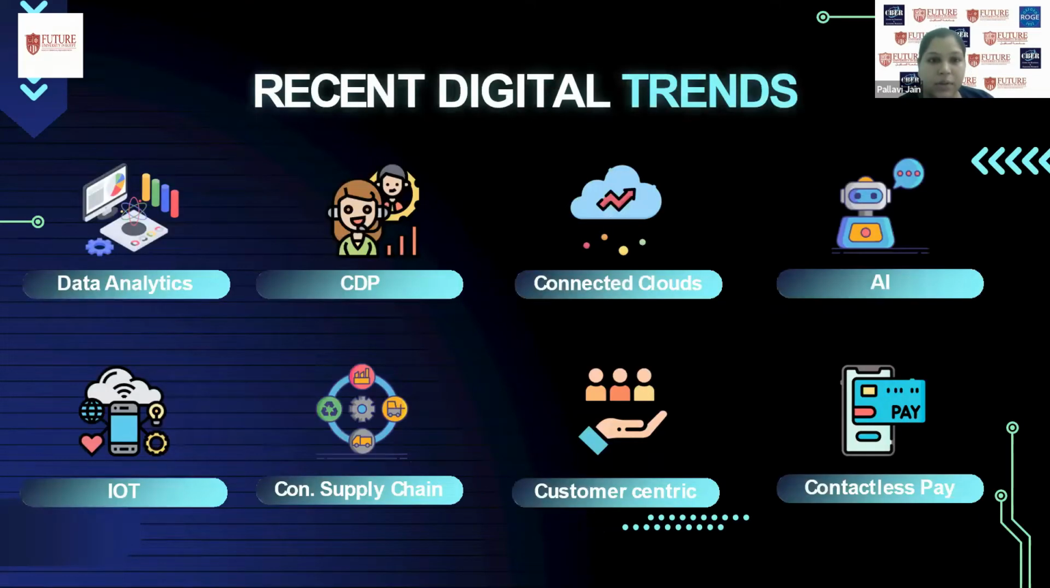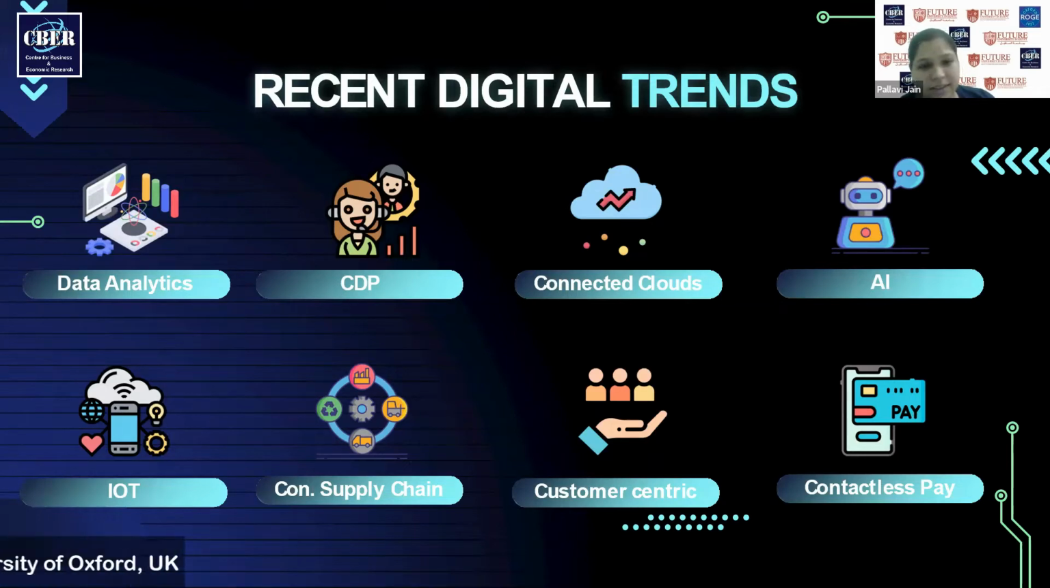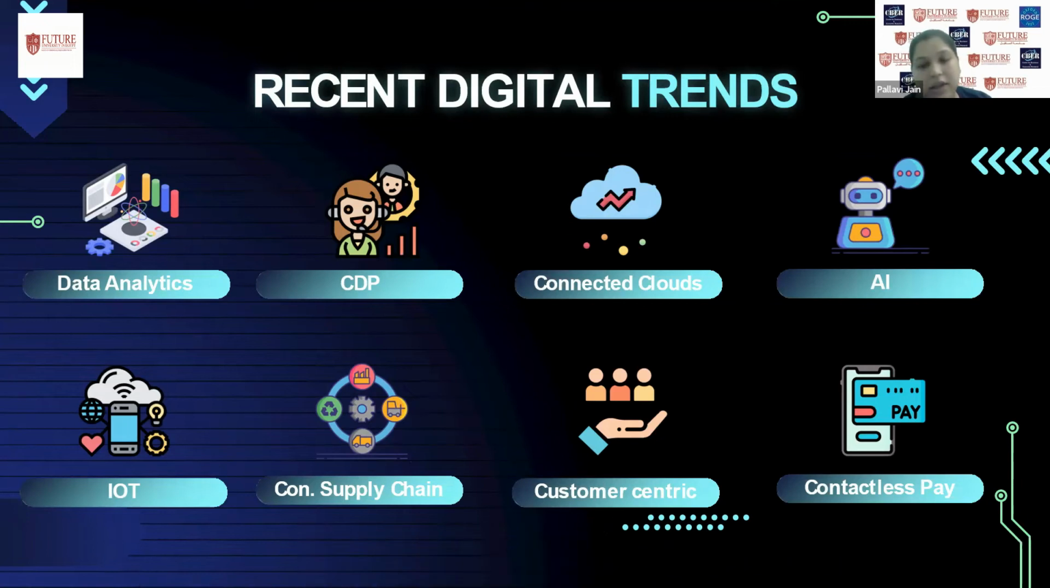And now, in the past couple of years, we have seen these digital trends that have come up, like in data analytics, consumer development platforms, connected clouds, artificial intelligence, even each and everything is IoT enabled with all our smart devices and smart powered homes and all these connected supply chains. And most of all, in the fintech sector, with contactless pay, UPI, and all these payment methods that have been coming up.